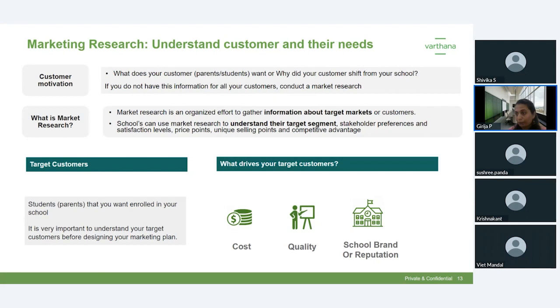For the higher income group, because they have income, they don't worry about the cost factor. But they are looking for school reputation and school brand. So it is very important to first tag the right customer and do the research. It will give you a result which can help you move further and work accordingly. So here we have talked about customer motivations and target customers. Let's move ahead and see how we can do this marketing research.